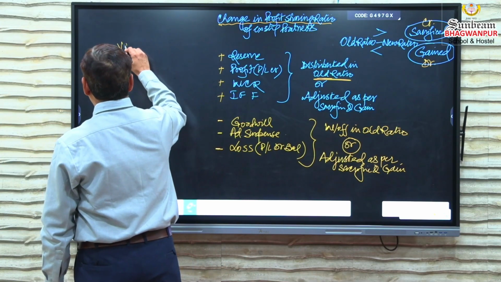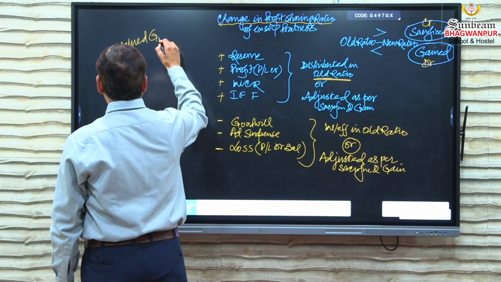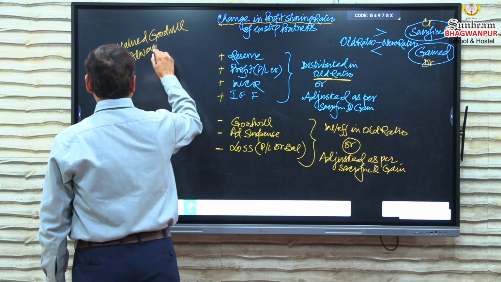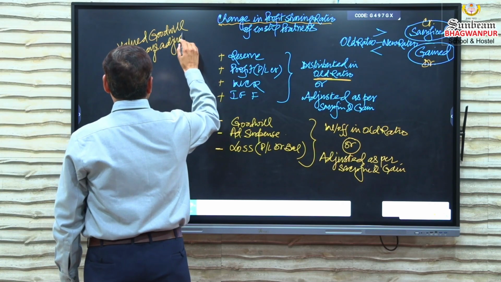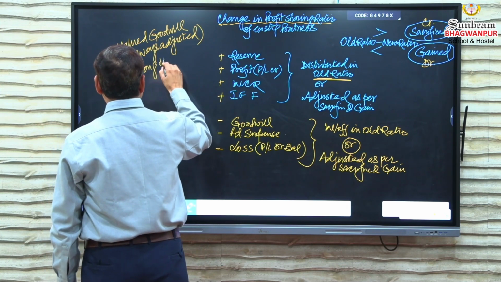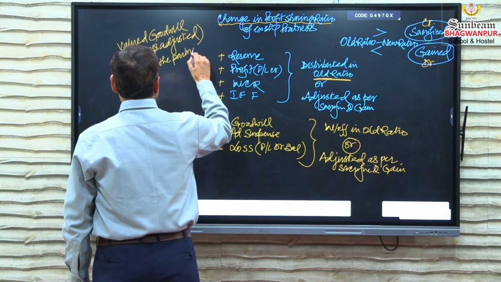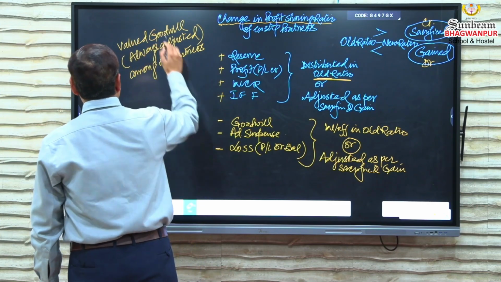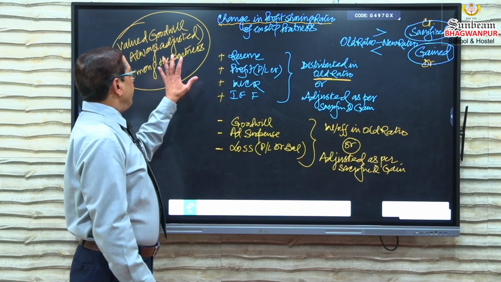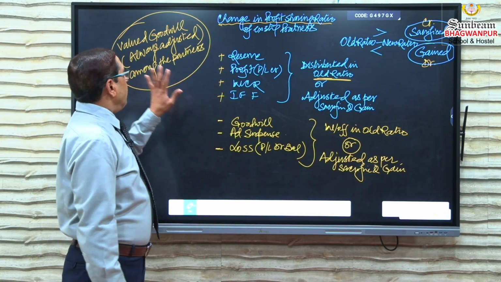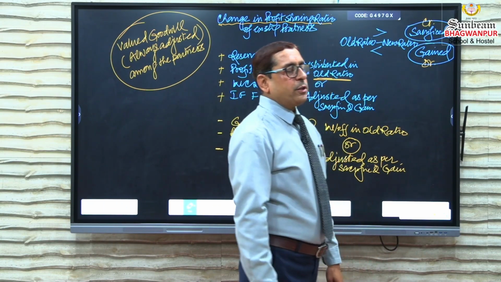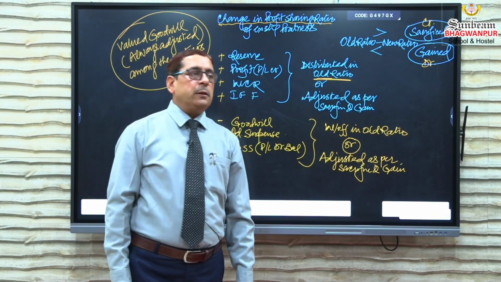Valued goodwill, what? Always adjusted among the partners. Valued goodwill is always adjusted amongst the partners. It is never distributed. It is only adjusted, and for that the entry is gaining partners' capital account debit to sacrificing partners' capital account.